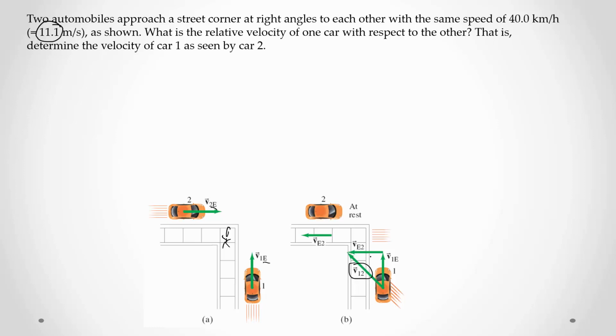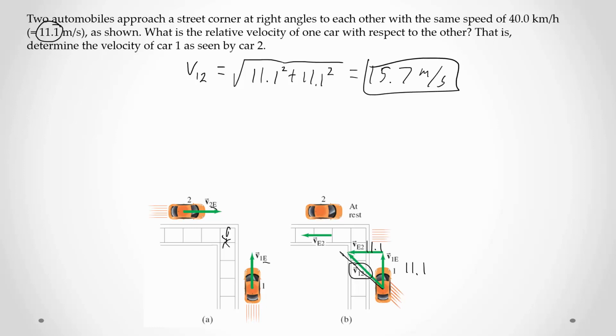Well, like the previous problem, we know these two sides of the triangle, and we're trying to find the hypotenuse, so we can use Pythagorean theorem. So this side is 11.1. This side is also 11.1, because changing our frame of reference doesn't change these speeds. It just changes which direction you say that things are going. So we can use Pythagorean theorem here, and we're going to have velocity of car 1 relative to car 2 is square root of 11.1 squared plus 11.1 squared, and that comes out to be 15.7 meters per second that the car is heading this way towards that car.